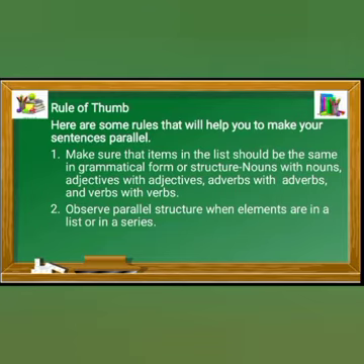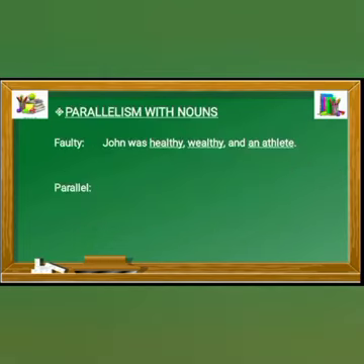Let's take a look at the following examples. We have parallelism with nouns. This is a faulty or incorrect sentence. John was healthy, wealthy, and an athlete. First, identify the items listed in the sentence. Analyze what grammatical structure is used. Ensure that they are of the same structure. In this example, healthy and wealthy are both adjectives, and an athlete is a noun phrase.